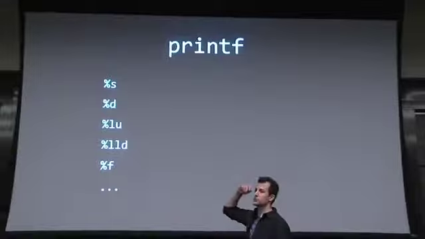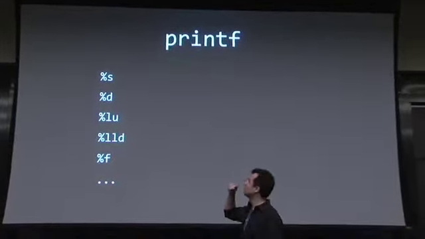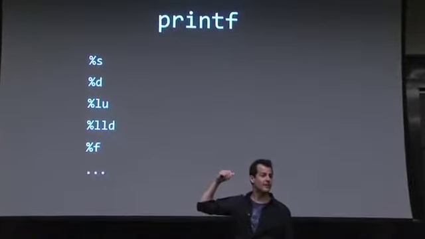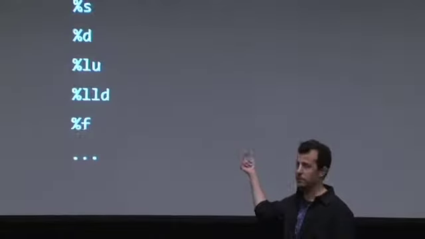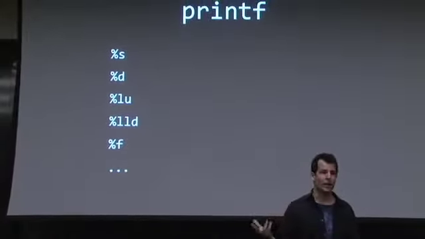So %s, just to take the emphasis off of my voice, represents what? A string. So it's a placeholder for a string. %d is decimal digit, so an int typically. %lu, unsigned long, and then %lld is long int typically. %f is a floating point value, a real number.